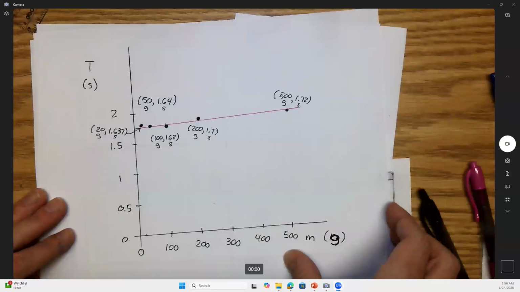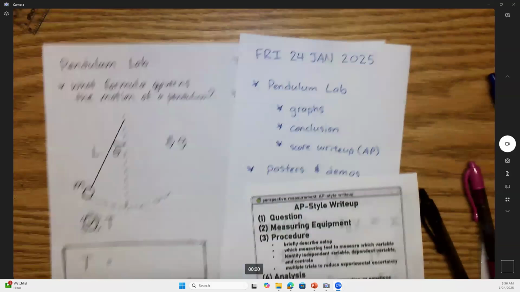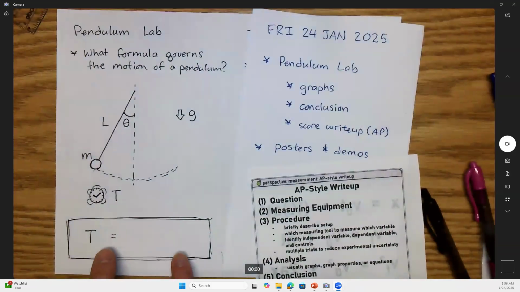All right, but basically no relationship. So when we're headed towards this master equation right here, time period equals, guys, does the mass of the bob even show up at all in this equation? No, it's not even going to show up. It's not even a factor.